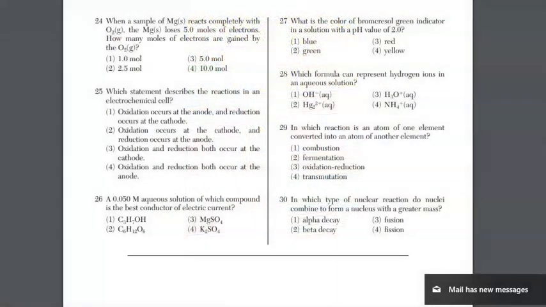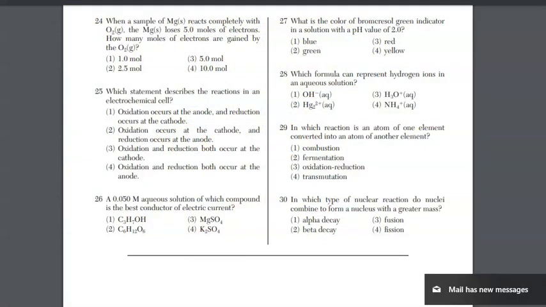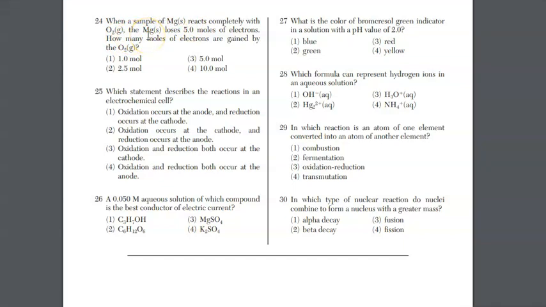We are moving right along to question 24, and it's asking, we have a sample of magnesium solid reacting completely with oxygen gas. If the magnesium atoms are losing a total of 5 moles of electrons, how many moles of electrons are gained by O2? It's got to be equal number of moles. Whatever one loses, right, which is oxidation, the other gains. So the answer here for 24 is choice 3.